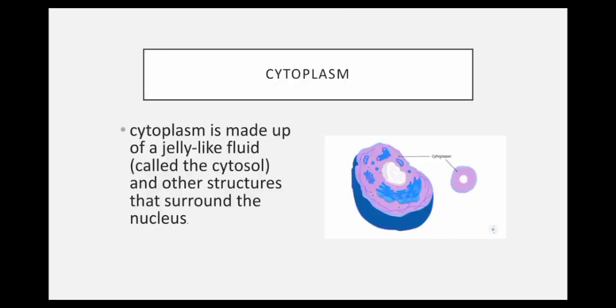First, cytoplasm. Cytoplasm is made up of a jelly-like fluid called the cytosol and other structures that surround the nucleus, and also provide a track-like system that directs the movement of organelles and other substances within cells.